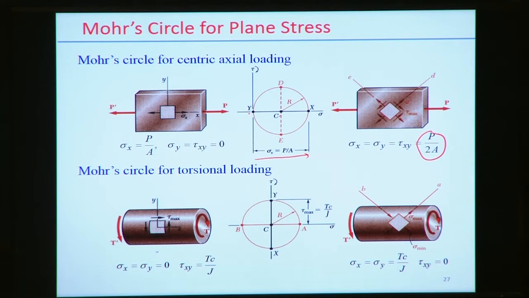Minimum value there is 0, and the shear stress value is equal to the radial distance, but the CD is the radial distance, or maybe radius, so that radius is half of the sigma x value. So that is the maximum shear stress value in this case.